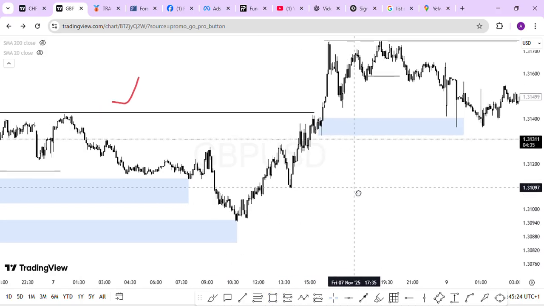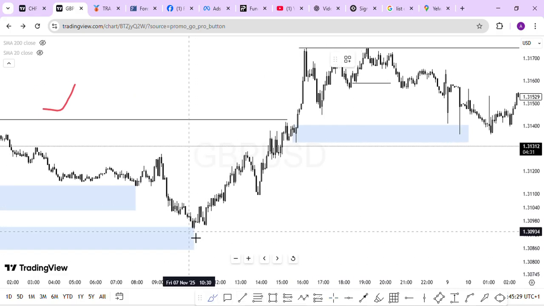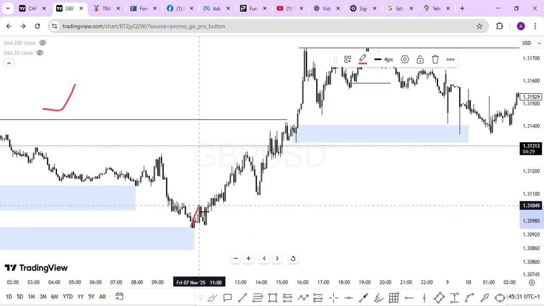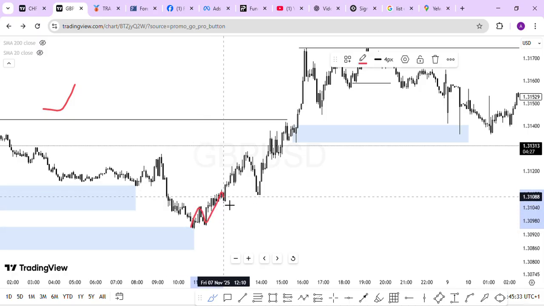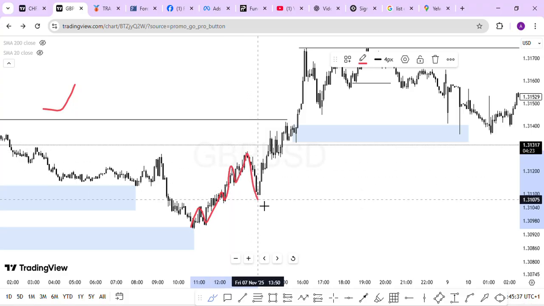First of all, we need to start from the bottom and start tracing our pullback. From the pullback, that's when we understand where our order block will fall into. So you can see, this is the major pullback.